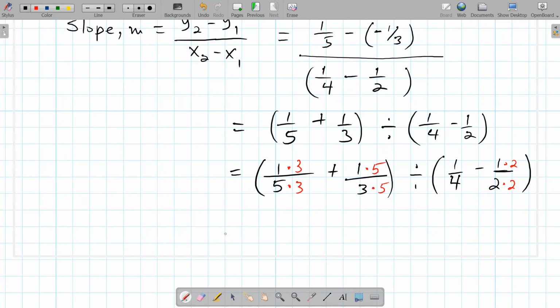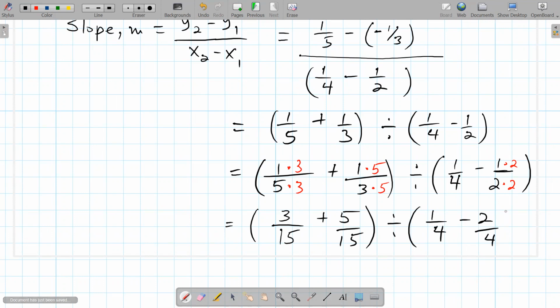And so once I do that, I'm going to be left with 3, 1 by 3 is 3, 5 by 3 is 15, and plus 5 over 15, divided by, over here, 1/4 minus 2 over 4.